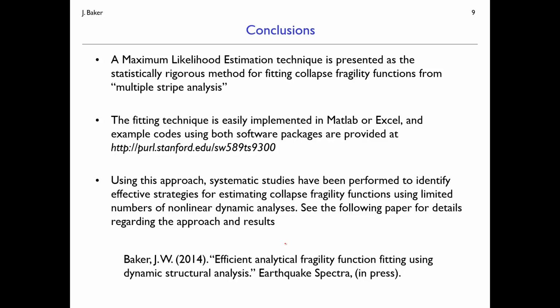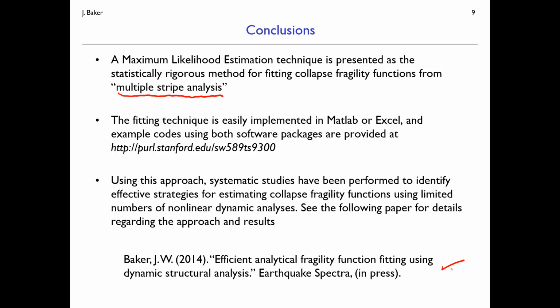Okay, so to wrap things up, this maximum likelihood estimation technique is the statistically rigorous method for fitting collapse fragility functions. And remember, we came into this thinking about the multiple stripe analysis method of collecting data, as opposed to, say, an incremental dynamic analysis method. So in this particular situation, this is the appropriate way to do it. The technique is relatively straightforward. We walked through it in a couple slides, and it's easily implemented in any software package you'd like, because all you need is a simple optimization, and that's implemented in a number of different software tools. It's already provided for you in MATLAB and Excel at this URL noted here. And just to give you a little foreshadowing for the paper, the information is noted here below again. A Google search will point you to that paper pretty quickly.